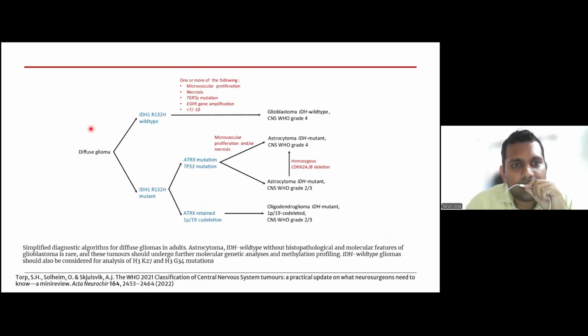There was a question earlier regarding 1p19q. In case 1p19q is not available, then with ATRX and IDH mutation we can classify whether it is going into astrocytoma or oligodendroglioma. But 1p19q co-deletion is preferable when it is oligodendroglioma. Other than that, if IDH is wild type and with these following features, it will go into glioblastoma.